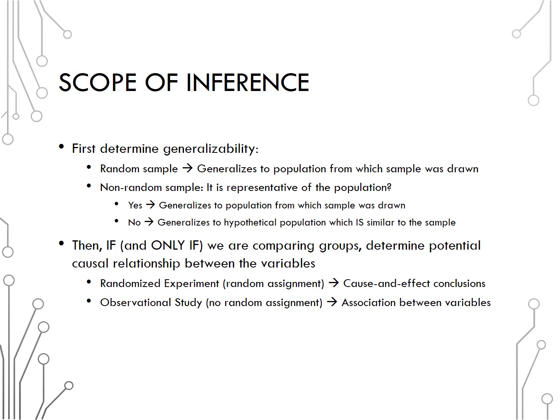Then, if and only if we are comparing groups, we can determine potential causal relationships between the variables. In a randomized experiment where we have random assignment, we can draw cause and effect conclusions, or we have causal inference. In other words, we can say a change in the response variable is caused by the explanatory. In an observational study with no random assignment, confounding variables could be present and could be affecting the response, and therefore we can only say there's an association between the explanatory and response variables.